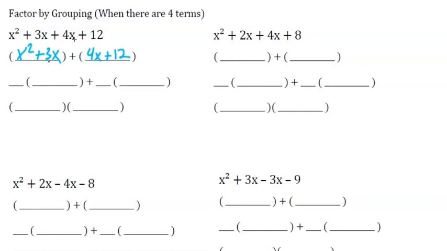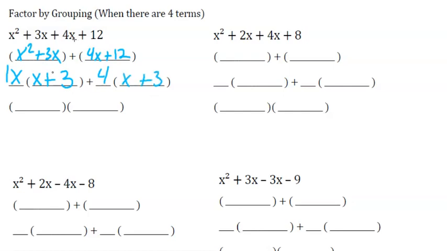Okay, so we're going to find the greatest common factor of these first 2 terms. They both have an x and a 1. So divide each of those by x, so that you have x plus 3 left over on the inside. The GCF of 4x and 12 is 4. So we divide each of those by 4 to get x plus 3 left on the inside.